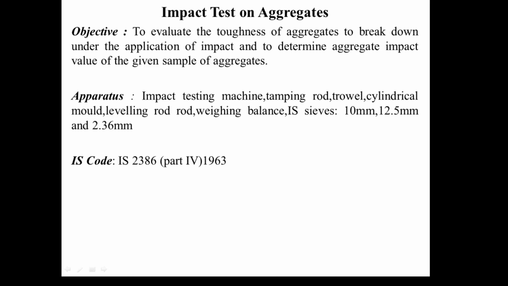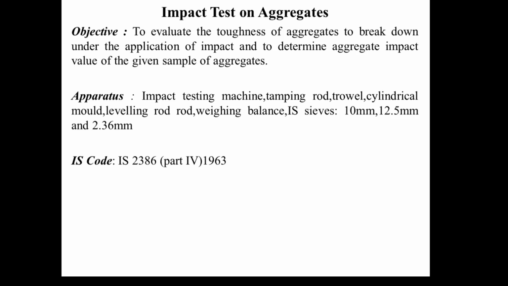Impact test on aggregates. Aggregates are the prime constituents of different layers of road pavement. The aggregates are subjected to impact load which is caused by moving vehicles. So the property to resist the impact load is termed as toughness, and it is determined by the aggregate impact value. So what is the objective of this experiment?